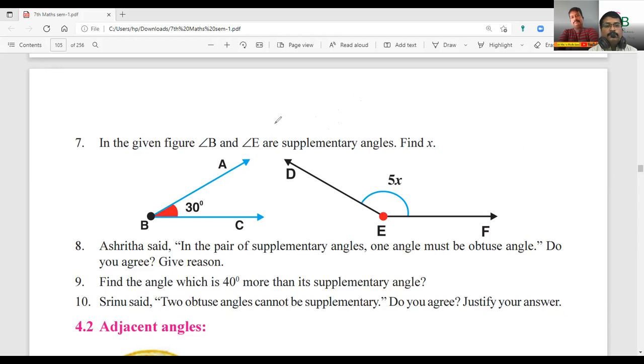For suppose 130 degrees, 50 degrees, more than its supplementary angle, which is 40 degrees more than its supplementary angle.